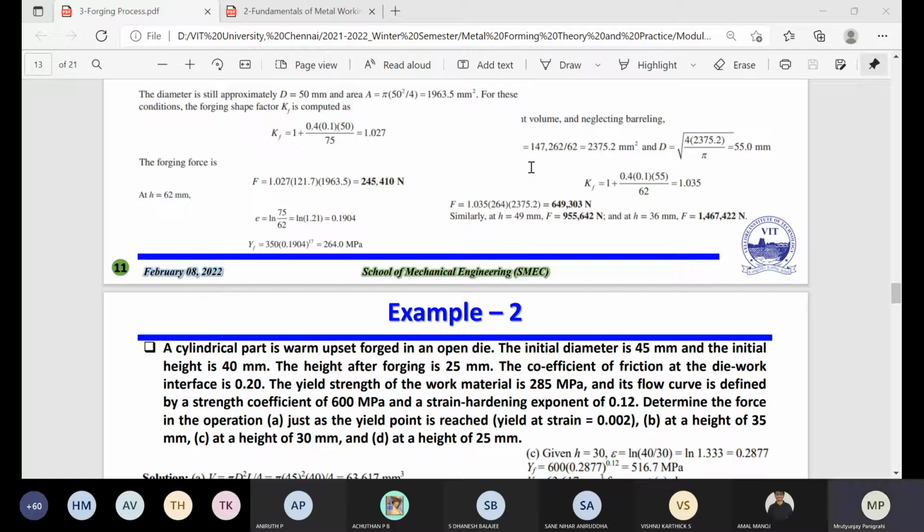First time, why did we assume that one? Because we do not have a force there. Just initially we have applied the force. So yield strength is that one. Okay. Yes, sir, I got it.